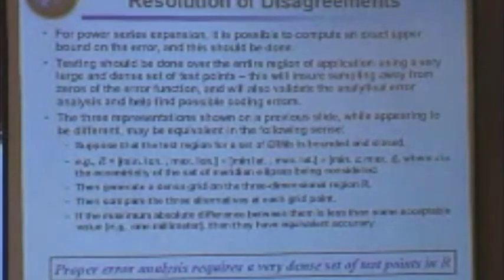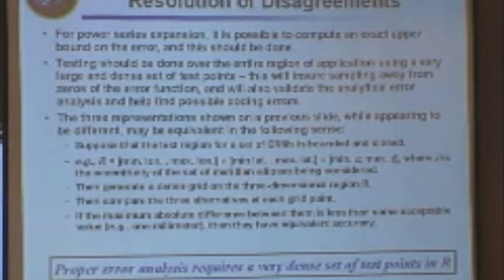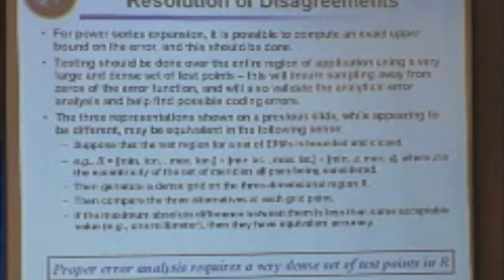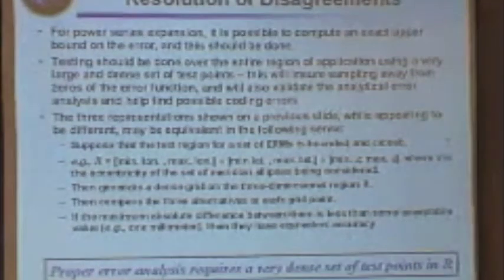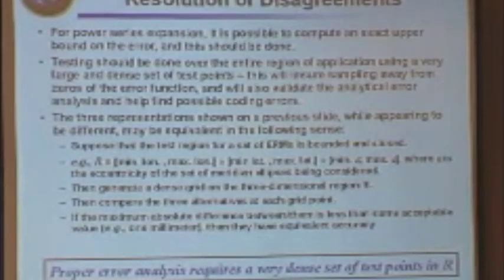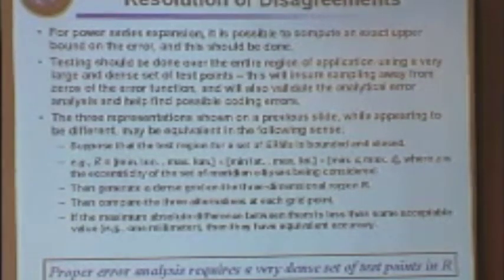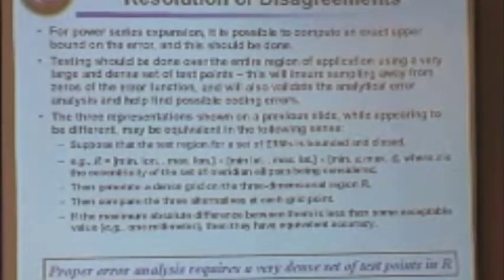So this chart drives home again the case that you really need to sample uniformly and on a dense set in order to find all the bad points. And in doing so, you will also find coding errors that you didn't even know were there because you didn't sample on a dense enough set.